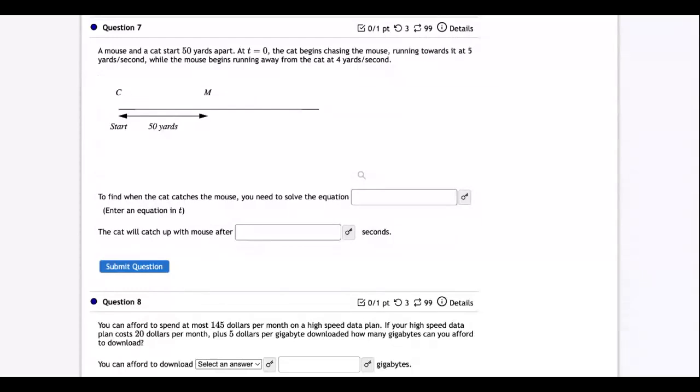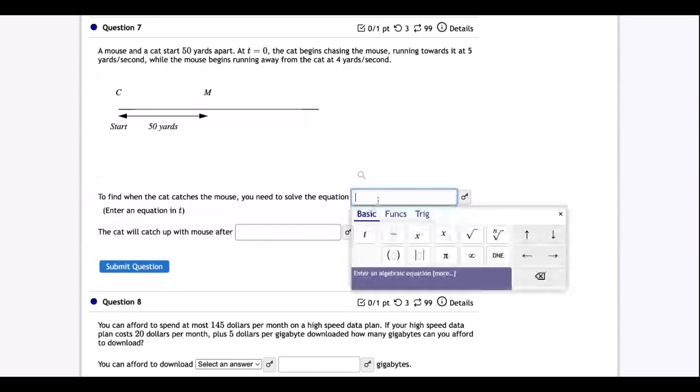To find when the cat catches the mouse, you need to solve the equation. Which equation? When the cat catches the mouse, right? That means the distance, so the 50 yards, no more 50 yards, it's 0 yards. When the cat catches the mouse, there's no distance between them anymore.